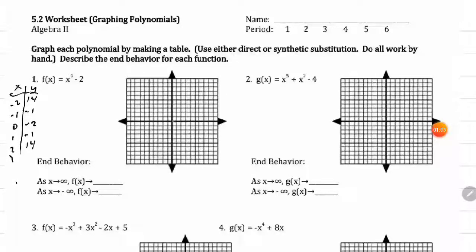Go to our graph here. Hopefully you can see this in the video. So I'm going to go to -2, and then up 14. Well, that's pretty high up. So that's like here. And then -1, go all the way down to -1. And then 0 is -2. And then 1, -1, and then back to positive 14.